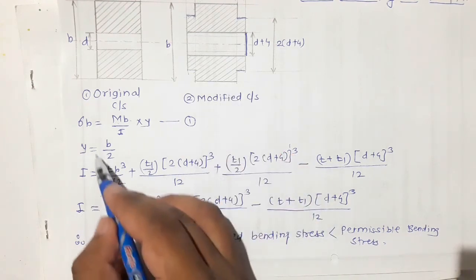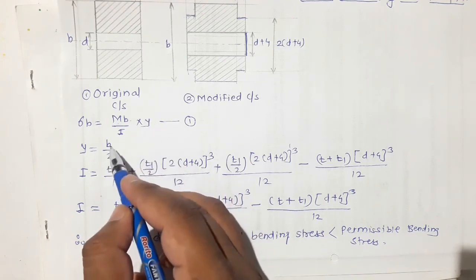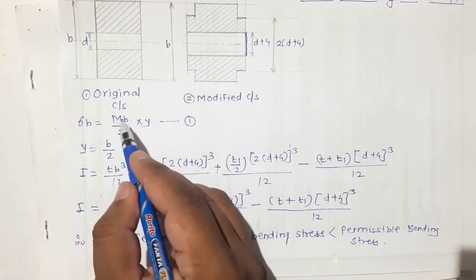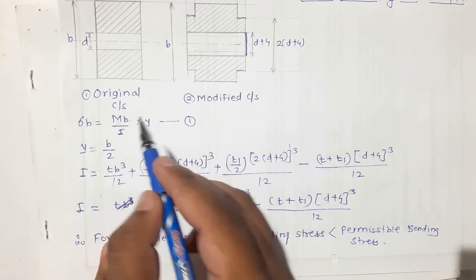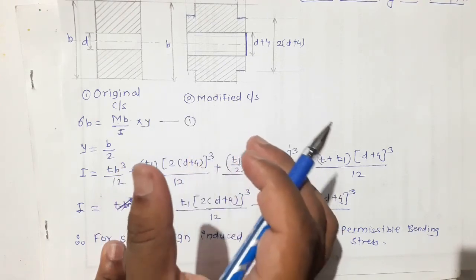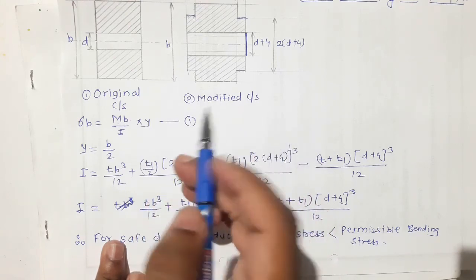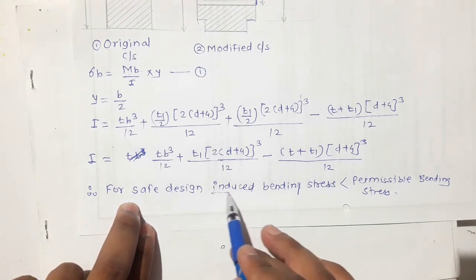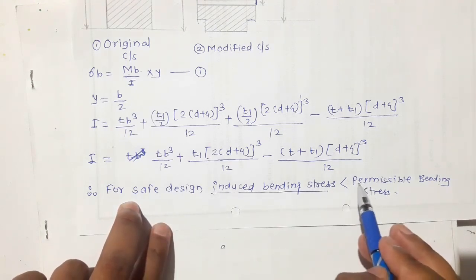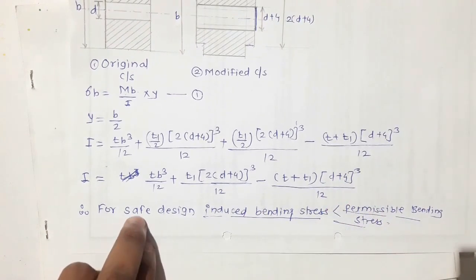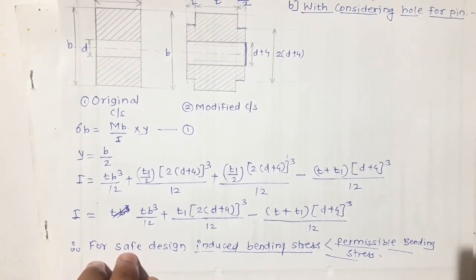Put the value of I here, y as b upon 2, b we have already calculated from step number 3, and Mb is force into perpendicular distance. This Mb is nothing but the maximum bending moment, which can be calculated from the force and the perpendicular distance from the point at which the bending moment is maximum. So finally you will get the value of induced bending stress, and this induced bending stress must be less than the permissible bending stress. Then and only then can we say that this design of the lever is safe. So this is about the design procedure of the lever.